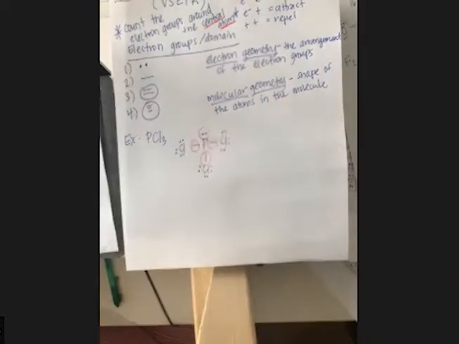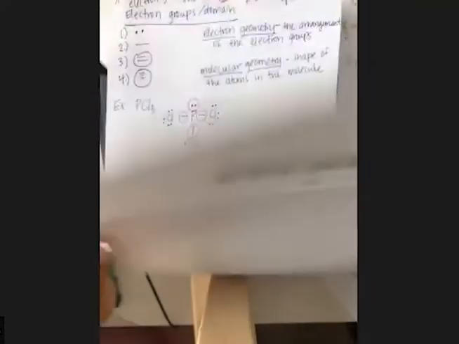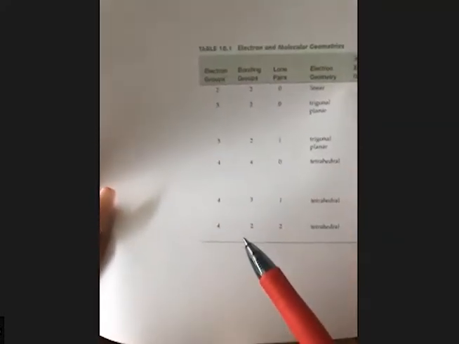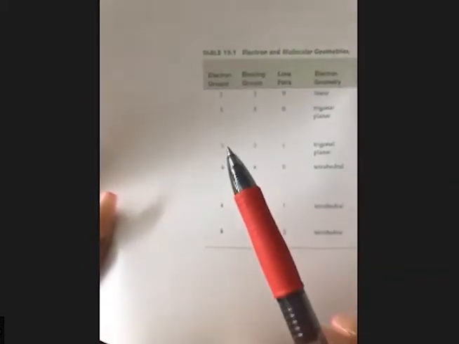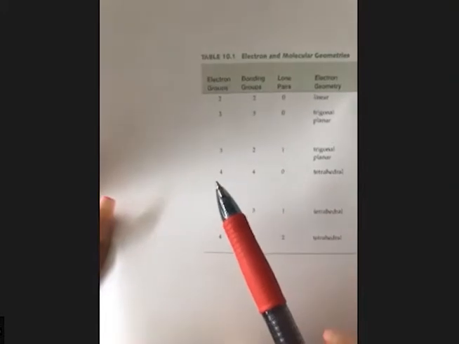And on my table that I posted on Brightspace, what we're first trying to figure out is how many... the first column you guys see says the number of electron groups. So the first column says electron groups. In this case, I said we had 4 electron groups around the central atom. So I go down to 4.